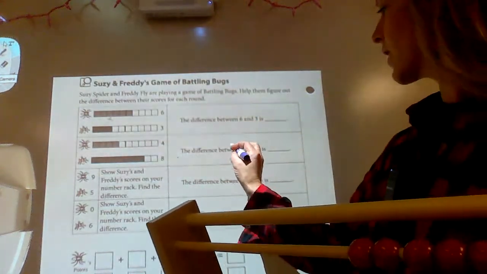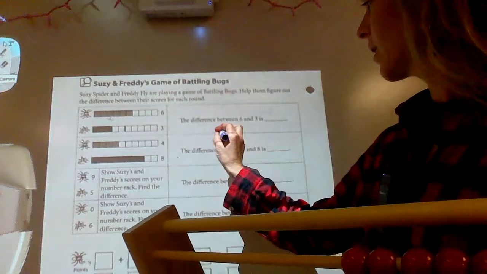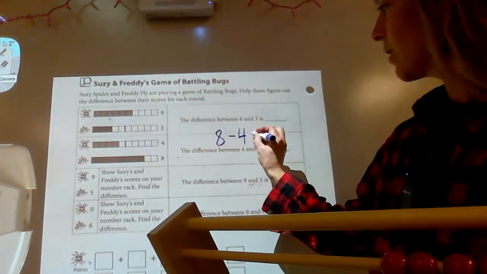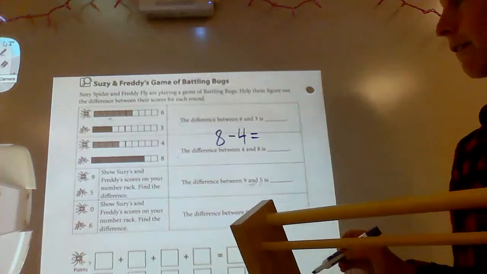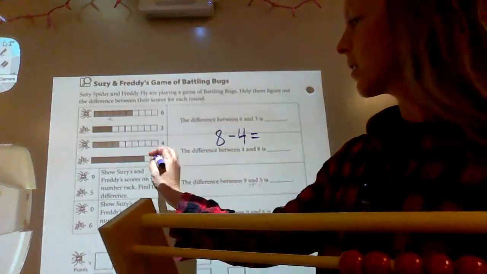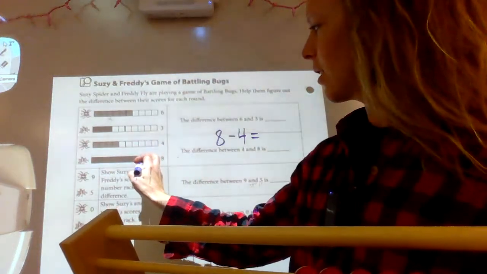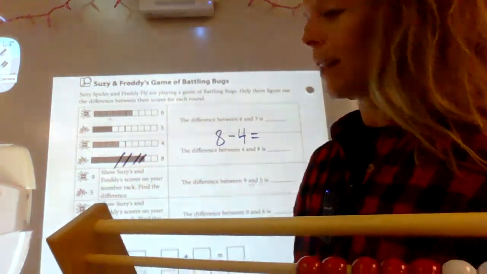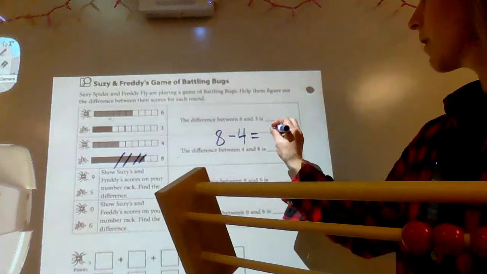What is the difference between 4 and 8? The difference is a key word in subtraction. So 8 minus 4 equals... If we take away 4, we are left with 4.